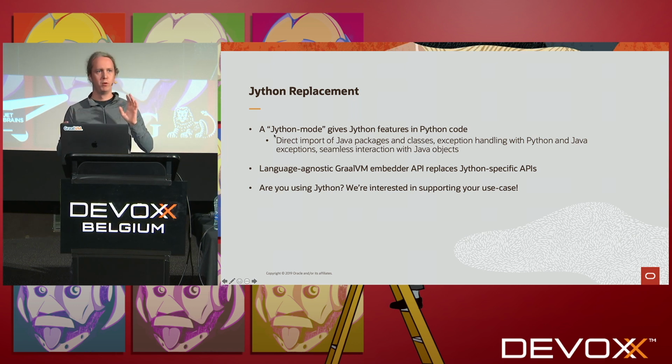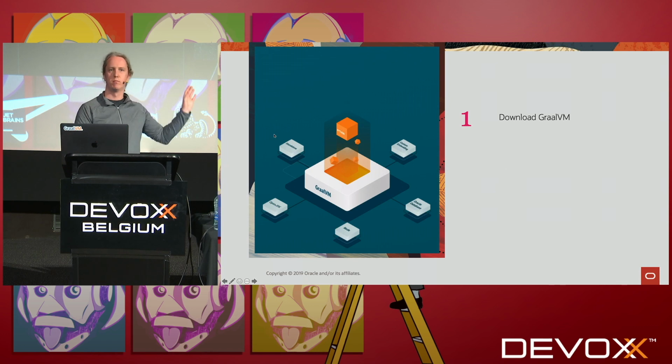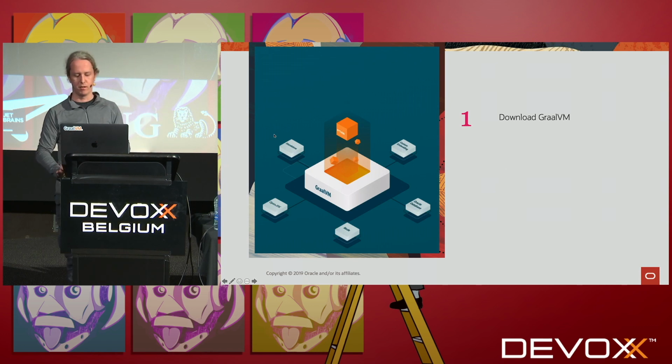So the Java side of things needs to be changed to use the GraalVM embedding API. But I mean, we have people already who want to use this as a JSON replacement, and we're always eager to hear about more use cases for that. So if you want to give it a try, you can just download it. Google will lead the way for you.